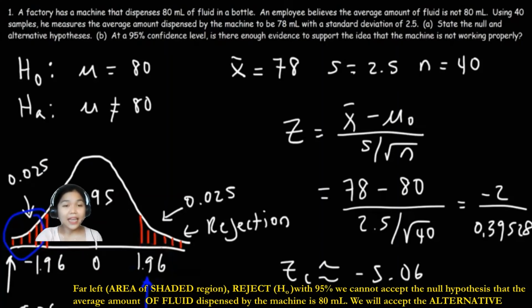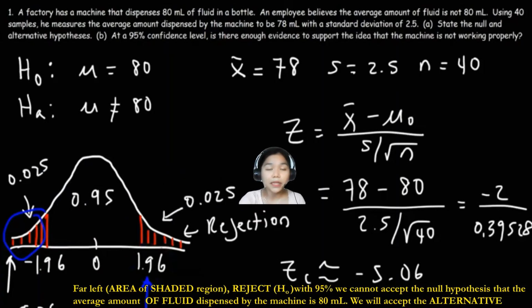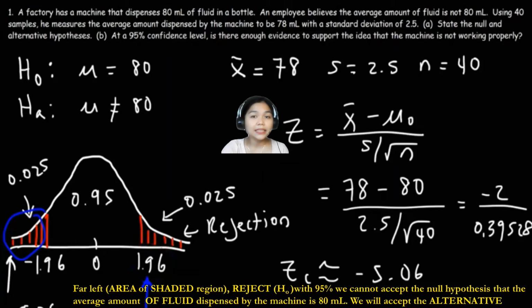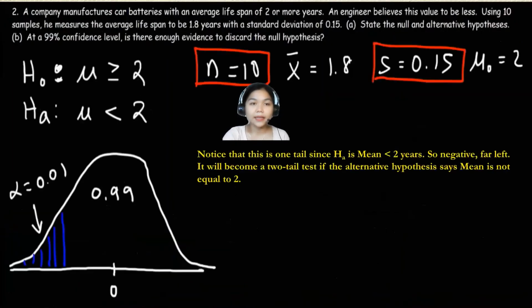And this illustration tells us that with 95% confidence, we cannot accept the null hypothesis that the average amount of fluid dispensed by the machine is 80 ml. So we will accept the alternative hypothesis, wherein the average amount of fluid is only 78 ml. It's not equal to 80 ml.